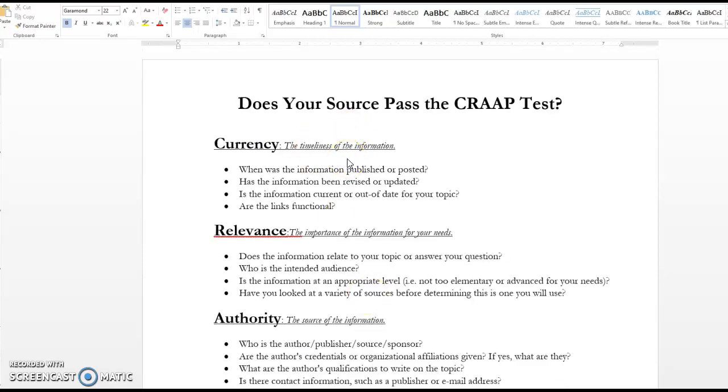So you want to make sure that you are thinking about questions like, when was the information published or posted? Has it been revised or updated? All of these elements are going to be a part of determining whether or not your source is a strong one. It might depend on your particular source. This is where that critical thinking comes in.